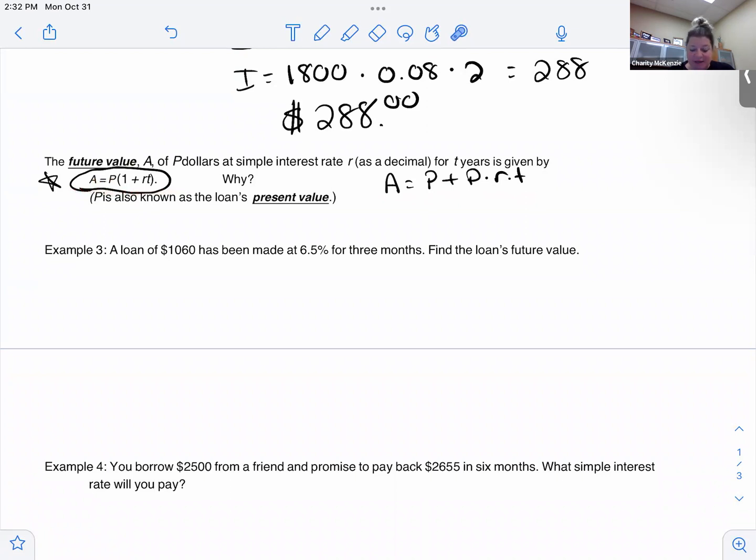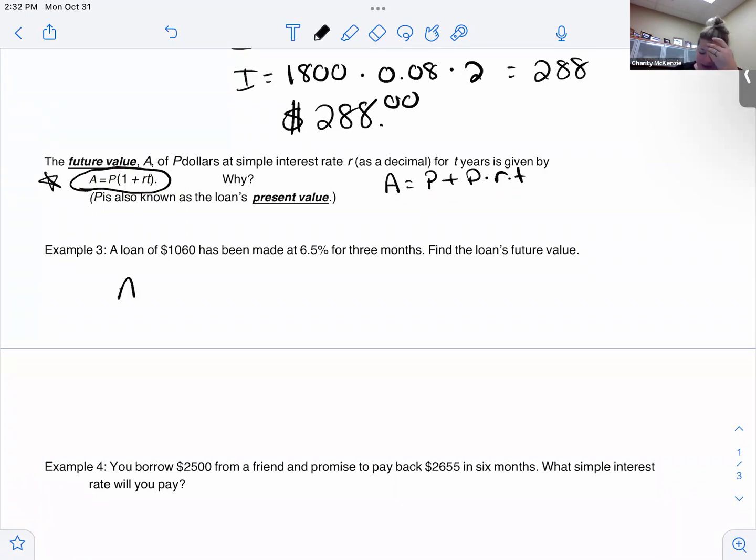See if I times this P through the parenthesis, guess what I get? This. So either way is totally fine. So let's do an example with this future value formula. A loan of $1,060 has been made at 6.5% for 3 months. Find the loan's future value.